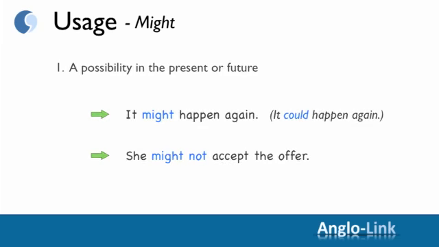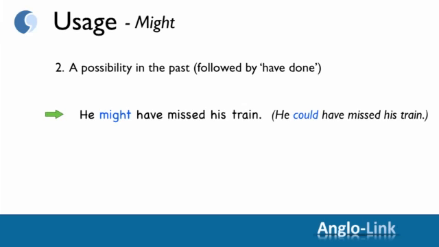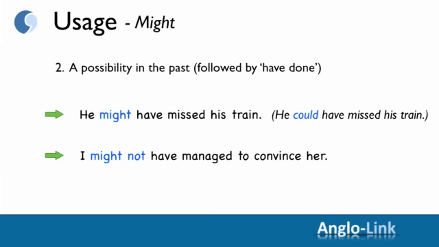And finally, the second usage of might is a possibility in the past. In this case, it's followed by have done. He might have missed his train. Once again, you can also use could. He could have missed his train, but not in the negative. I might not have managed to convince her.